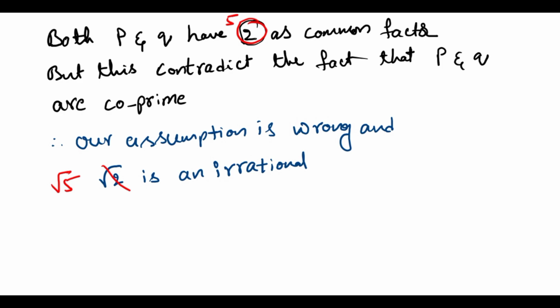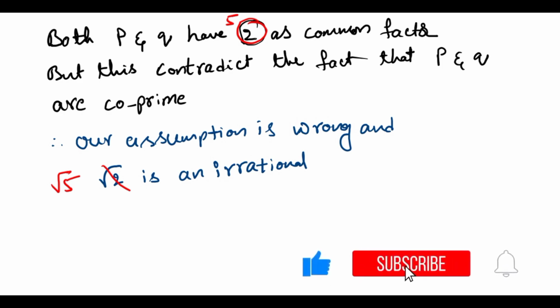So we'll meet in the next class with another model, that is how to prove root 2 plus root 5 is an irrational, or root 3 plus root 5 is an irrational. Very interesting and very important.